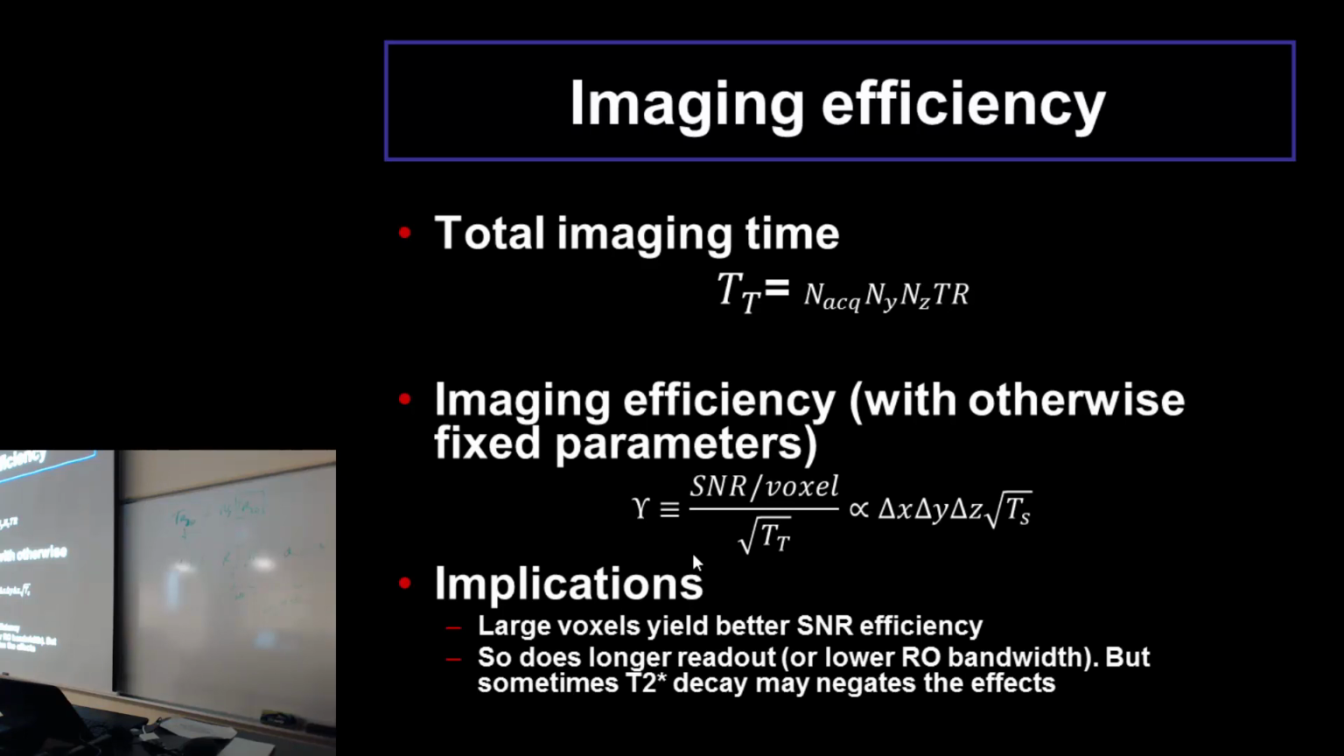So when you're designing an experiment, you want to make sure that you do such a calculation to see, okay, am I spending my time efficiently when doing such an experiment?